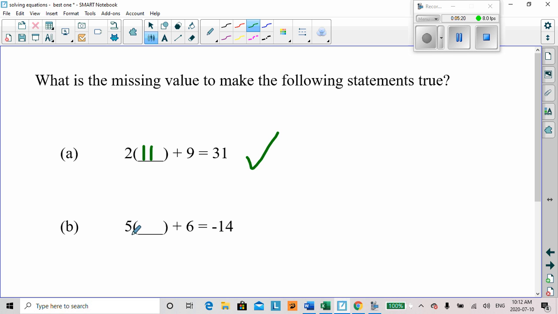Ooh, this one. 5 times something plus 6 will give me negative 14. I think it's going to have to be a negative number because that 14 is negative. So if I try negative 3, I'd have negative 15 plus 6. That's not big enough. So I'm going to try negative 4. If I do negative 4 times 5, I get negative 20 plus 6. Negative 20 plus 6, negative 14.